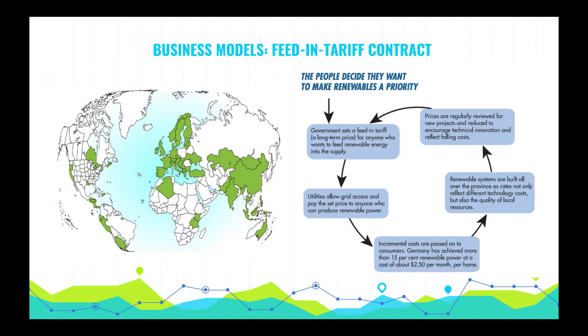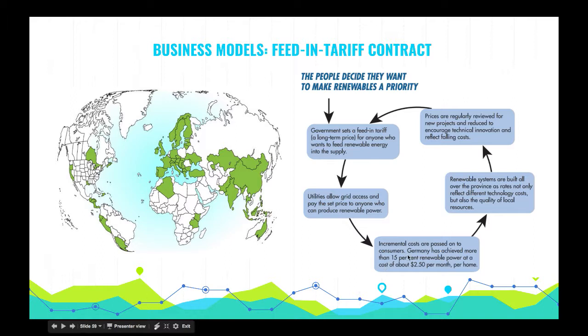Moving onwards with feed-in tariffs, here's a little chart that walks you through how the process of feed-in tariffs works. Okay? So step one is that people decide they want to make renewables a priority. Then the government sets a feed-in tariff, a long-term price, for anyone who wants to feed renewable energy into the supply. Utilities then allow access and pay the set price to anyone who can produce the renewable power. Then, incremental costs, so that subsidized rate, are passed on to the taxpayers and to consumers.